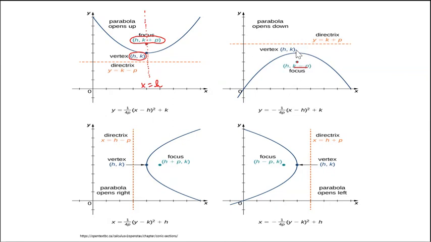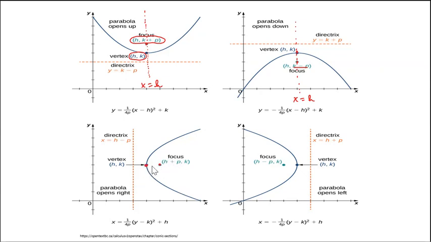While the directrix is located above the vertex and its equation is y is equal to k plus p, its axis of symmetry has equation x is equal to h. Now, if the parabola opens to the right, the vertex is at the leftmost point, while its focus is located to the right of the vertex.